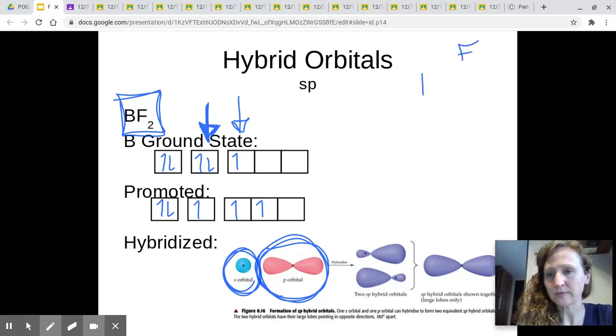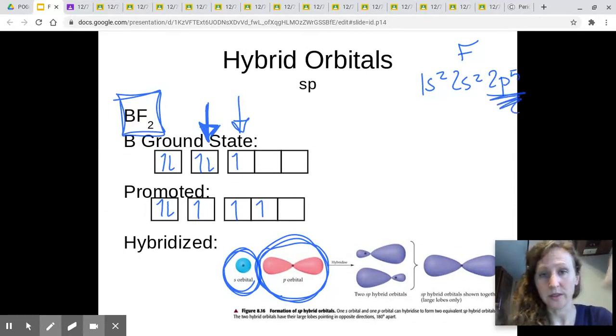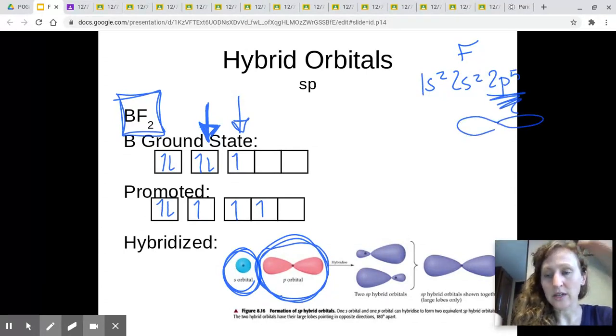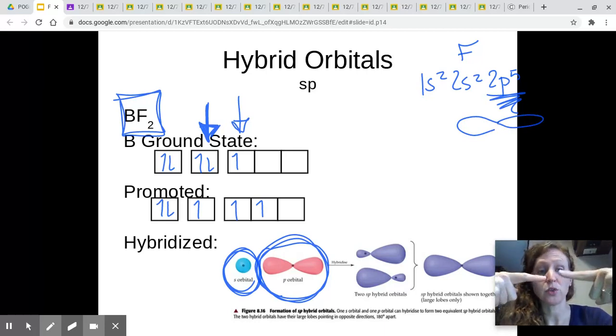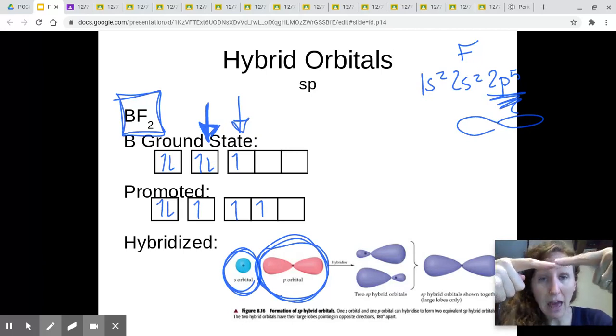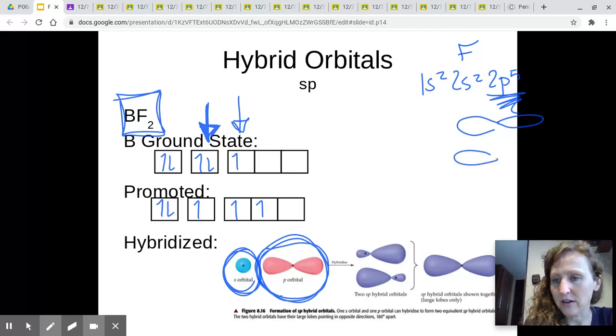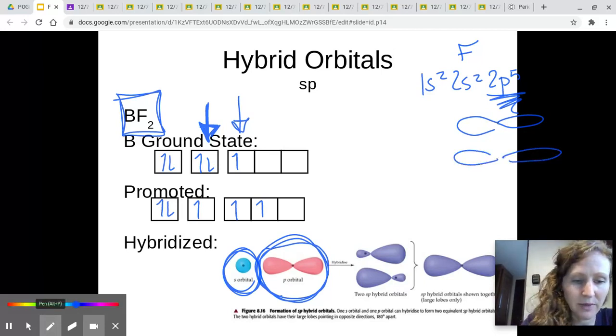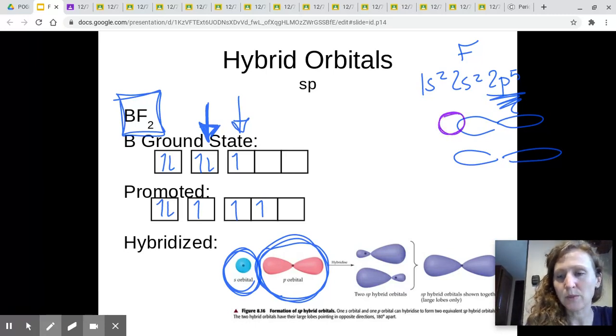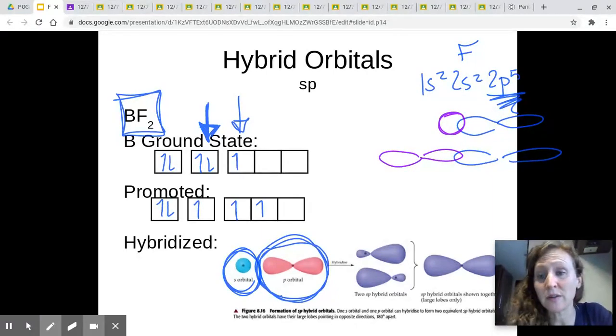Fluorine is going to use a p orbital to bond. Okay, so if I bond fluorine's p orbital to boron's s, and I bond fluorine's p orbital to boron's p, those are going to give me different bond lengths, right? If I take a fluorine's p orbital and I bond it to boron's s orbital versus fluorine's p orbital to boron's p orbital, I'm going to get 2 different bond lengths, which is what I'm trying to avoid.